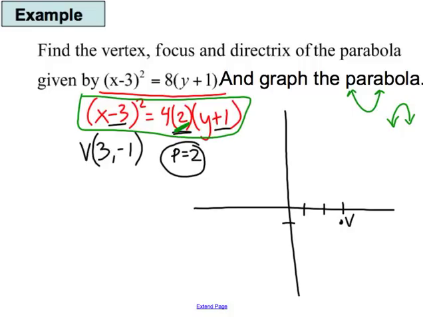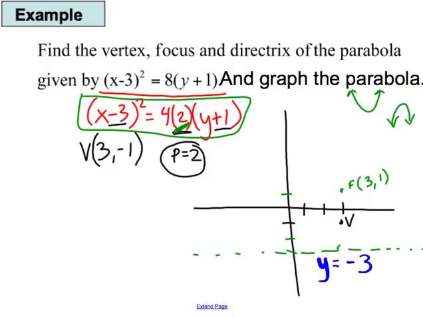So that means I'm going to add p and go up to my focus up here. And my focus will be at (3, 1). My directrix will go down 2 and be down at −3. And that's where my directrix will be. And the equation for the directrix is y = −3.